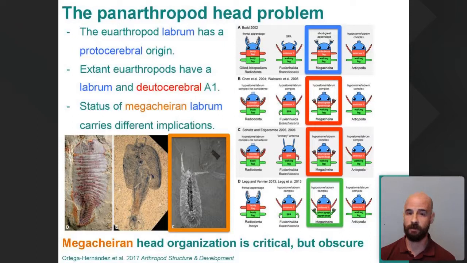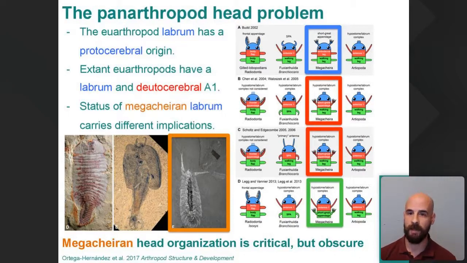Extant arthropods have a labrum, and they also have a deutocerebral first limb pair. So in mandibulates, this would be the antennule or the first antenna, and in chelicerates, it would be the chelicera. In all of those cases, they have a labrum. The problem is that when we see the fossils, it is very hard to identify how this serial homology works, because we only have very little information from them, even coming from the most exceptional fossils that we have at hand.